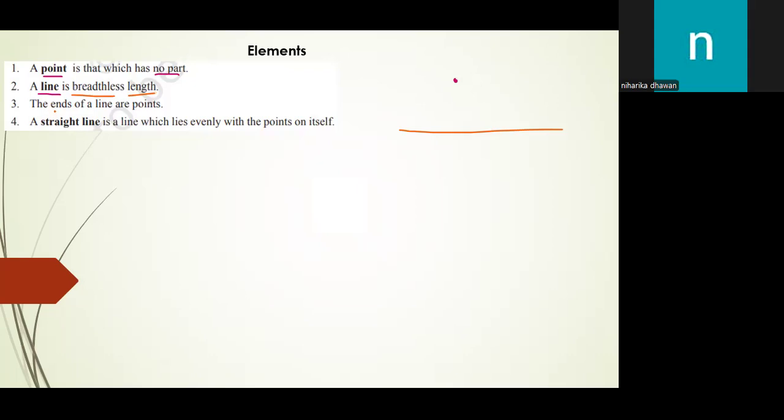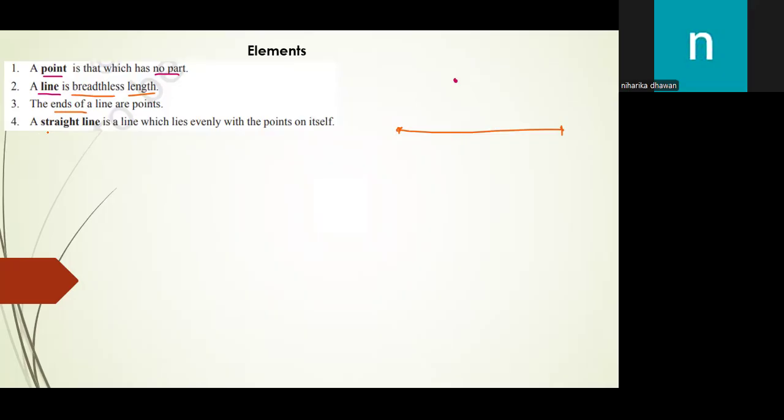The ends of a line are points. How? This is a line, and as we can see, these two are points here. So the ends of a line are points.